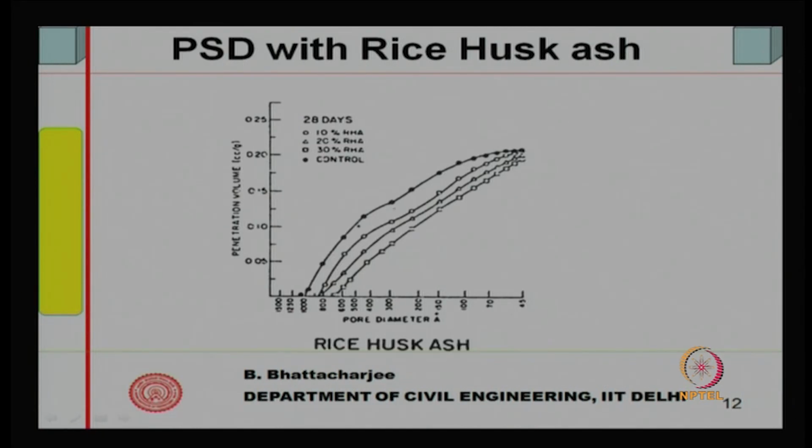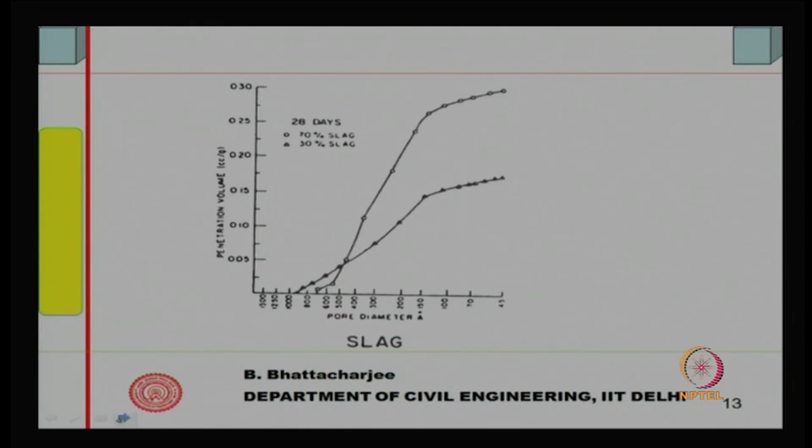With rice husk ash, the control is higher, and this shows better results. This is with 30% rice husk ash, which shows much lower porosity overall, because this is a measure of the porosity: the more the volume, the more the porosity. So, this is less porosity and particle sizes are also finer. So, rice husk ash seems to perform better than fly ash at 28 days, and if you look at slag, with 70% slag and 30% slag.